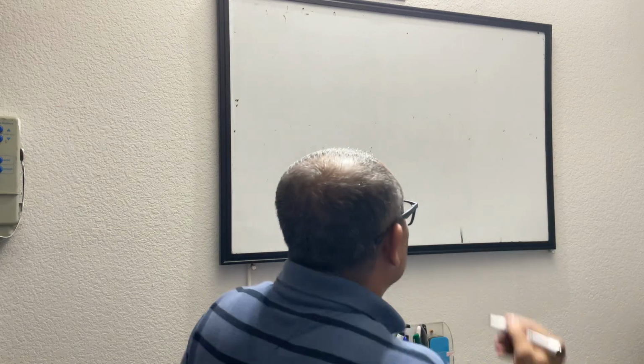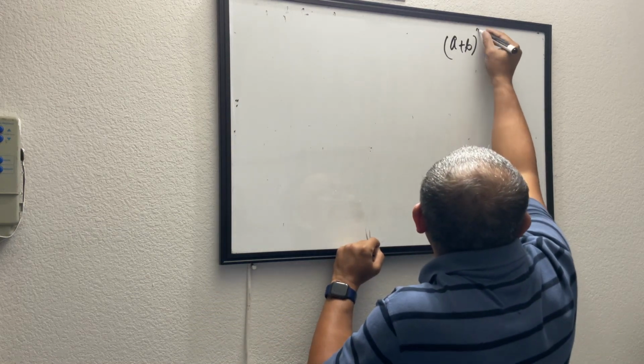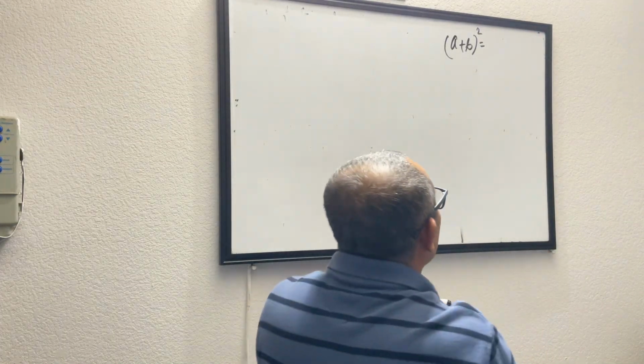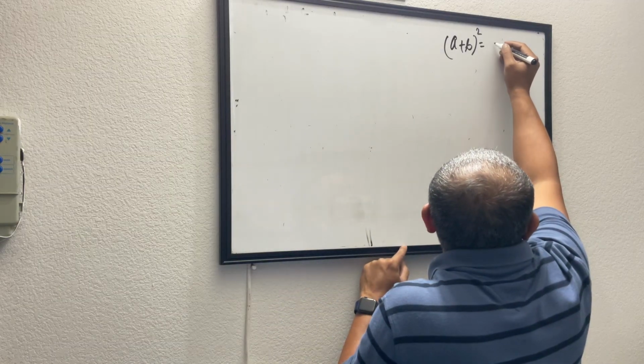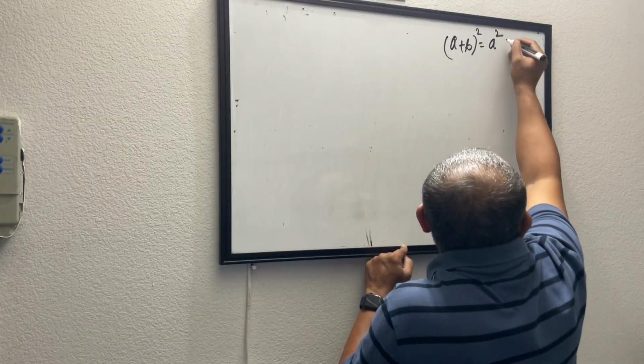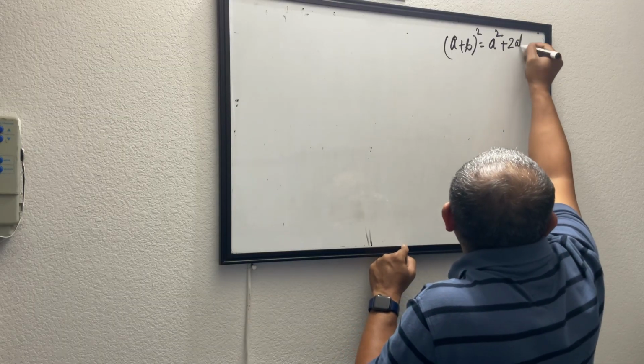Now, just to summarize, A plus B whole square. Anybody remembers how much it is? A times A plus B times A plus B. No, tell me the final result. A squared plus 2AB plus B squared.